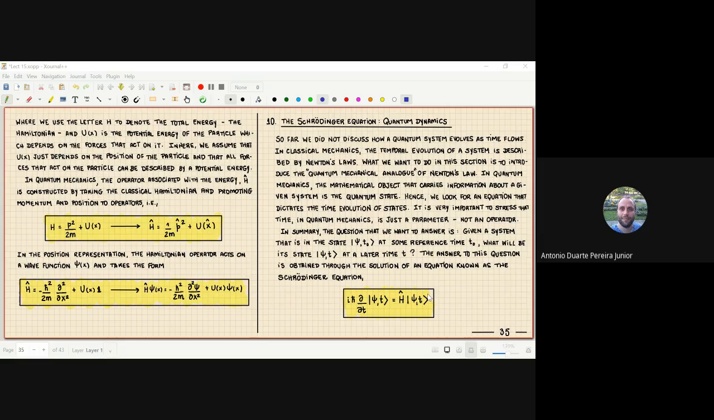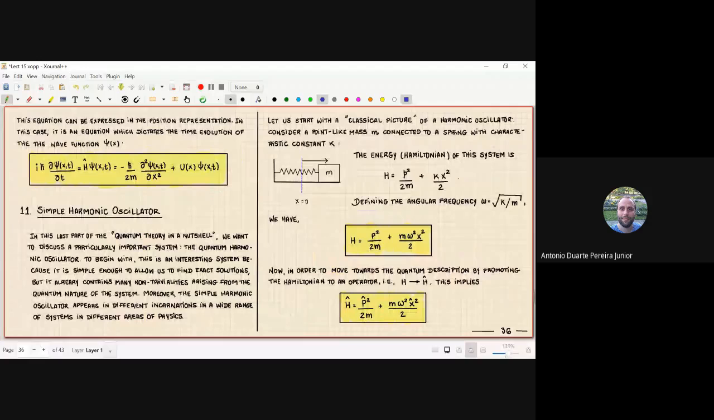Okay? So this is the so-called Schrödinger equation. But of course, you can write this in position space representation, as we did here with the Hamiltonian. If you do so, you are going to get the Schrödinger equation in position space representation, which is i h bar times the time derivative of the wave function is just the Hamiltonian that we have written before acting on the wave function.